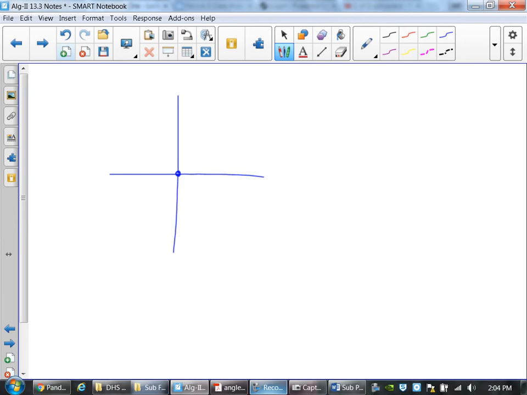Yes, sir? Are we going to be expected to essentially memorize this whole thing? You need to know it. Okay. What I'm getting at is you really only need to know a minimal amount of it because it's all built off the same things. Once you master the idea of a reference angle and where the signs change, you're going to be fine.